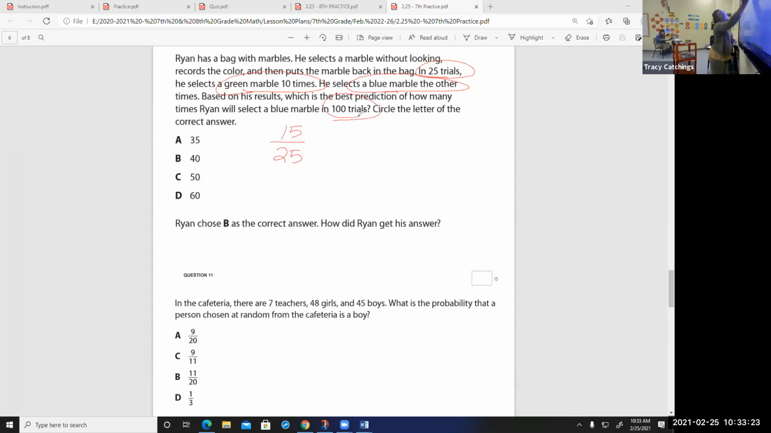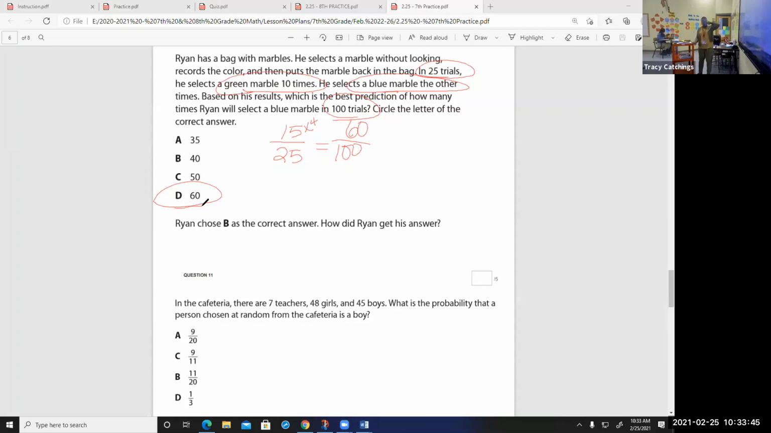Now they told us 100 tries. 25 times what is 100? And then 15 times 4. Good job. The correct answer would have been D. So that's the first thing I would say: the correct answer is D. Most of us will tell what the person did wrong, but we don't give the correct answer.